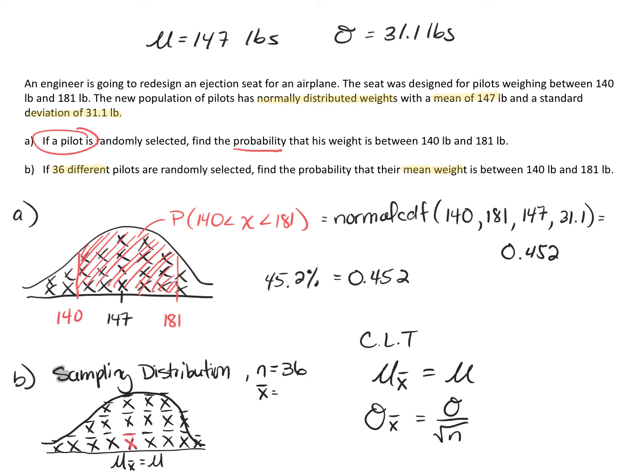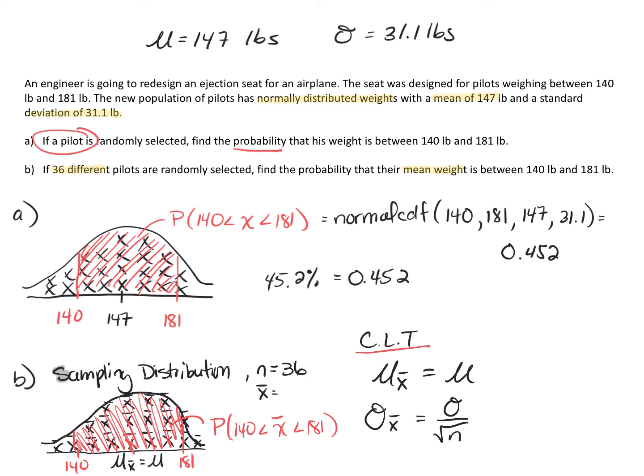So here, to answer question B, I want to know the probability that if I were to choose 36 pilots at random, the average of their weights is between 140 and 180 pounds. I'm looking at the area of the shaded region that I just shaded here, but this is saying what is the probability that not x, but x bar is between 140 and 181. So I hope you can see the difference between question A and question B. We have to use the central limit theorem here to answer this.